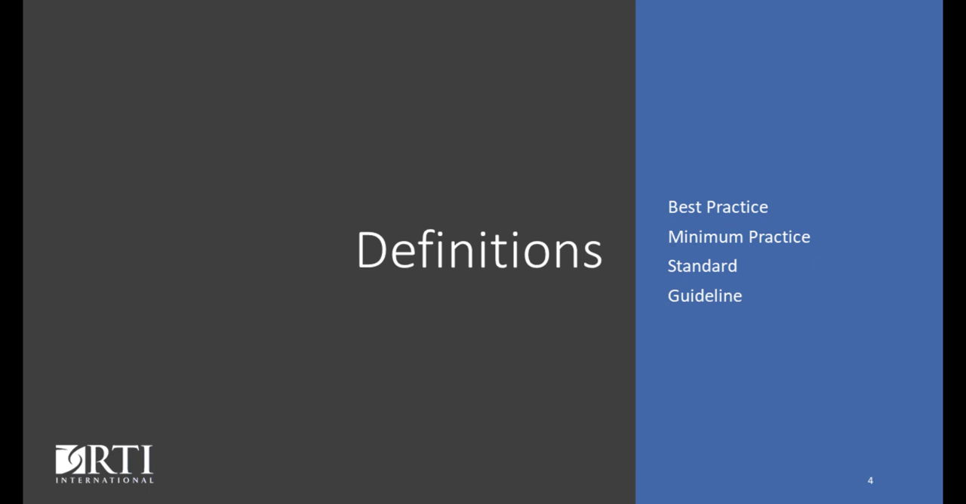So I'm going to cover some definitions here that will frame what we're going to talk about. A best practice is a method, technique, or process that has been generally accepted as superior to any alternative because it produces results that are superior to those achieved by other means. A minimum practice standard is generally used to improve the overall practice of a field and bring all methods, policies, and procedures up to a minimum level.